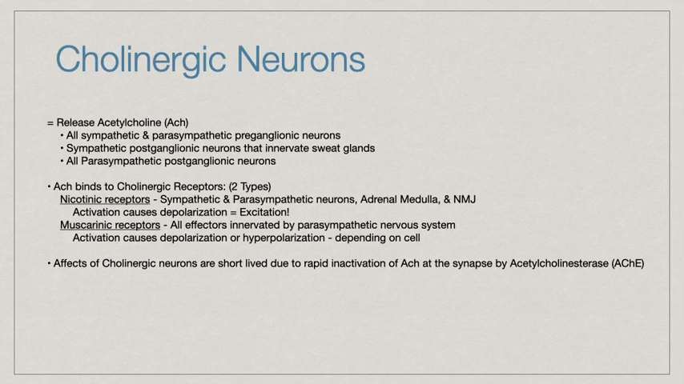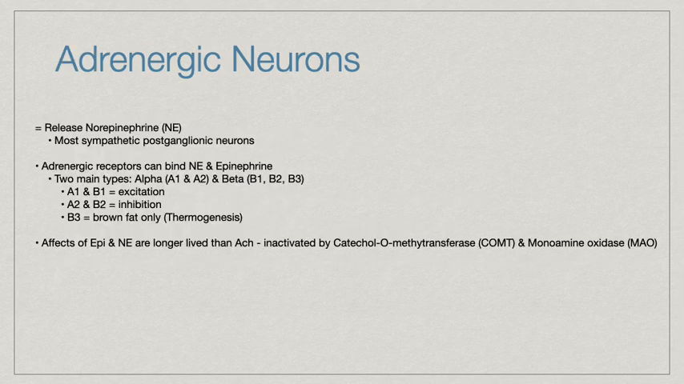The effects of our cholinergic neurons are short-lived because that acetylcholine is broken down very quickly in our synapse by an enzyme called acetylcholinesterase. So that's why we have rapid muscle contraction and then it immediately stops. Again, really short-lived effects. Our adrenergic neurons are the neurons that release norepinephrine, and these are the sympathetic postganglionic neurons that innervate all tissues except sweat glands.